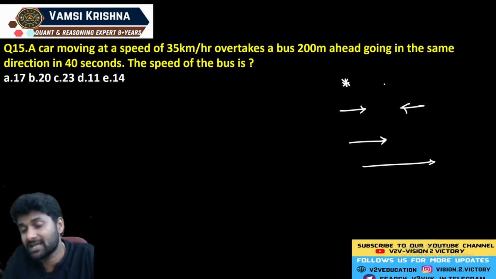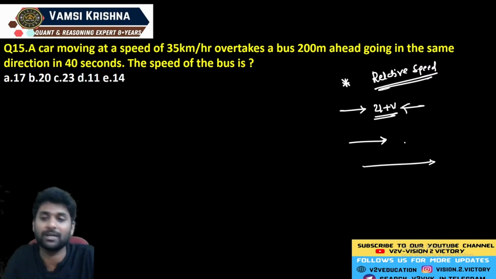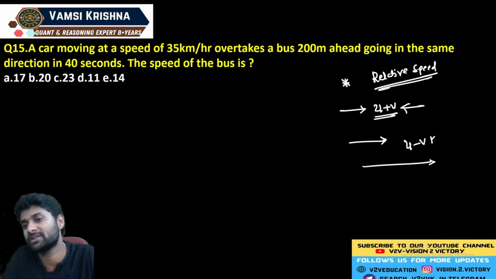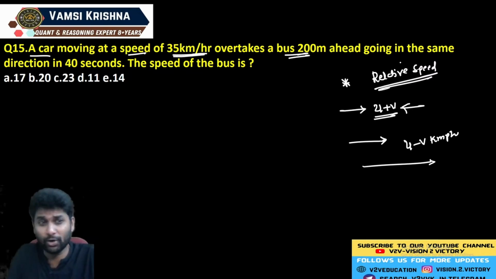Here, two objects are in motion. It is a concept of relative speed. If they're traveling in opposite directions, relative speed is u plus v kilometer per hour. If traveling in the same direction, relative speed is u minus v kilometer per hour. And they clearly mention that a car moving at a speed of 35 km per hour overtakes a bus ahead going in the same direction in 40 seconds. What is the speed of the bus?